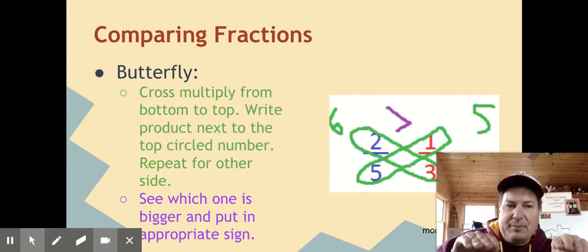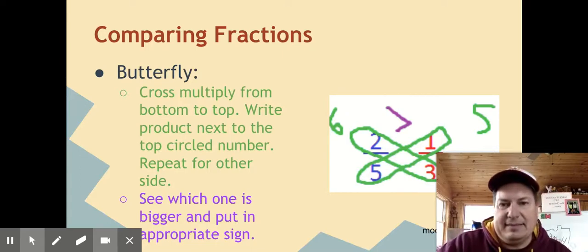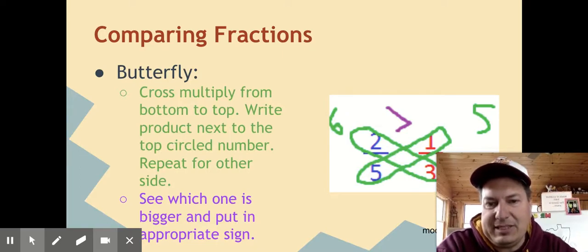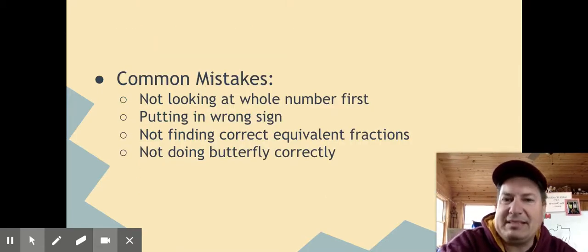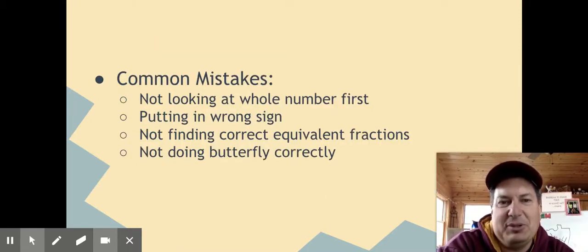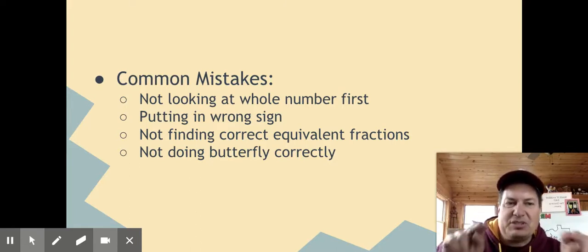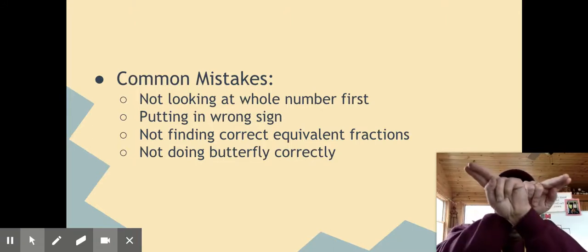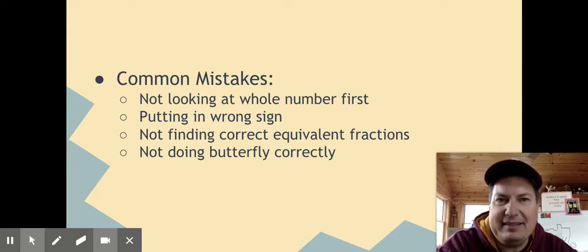So you have to start at the bottom and butterfly it or crisscross it. And then you see which one's bigger and put the right sign there. Common mistakes is you start at the wrong place. You don't look at the numbers first. You're not finding the correct equivalents. If you don't start at the bottom and work your way to the corners, you can make some common mistakes. But once you get the hang of it, it's pretty easy.